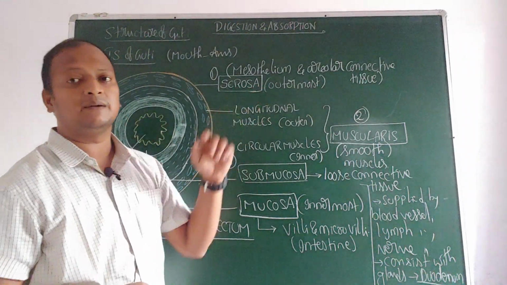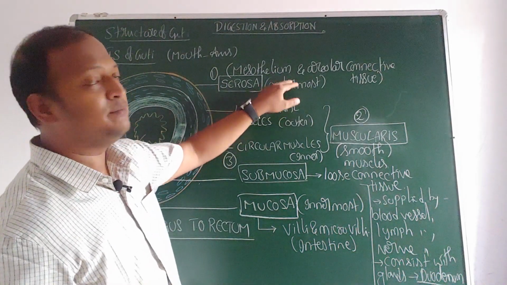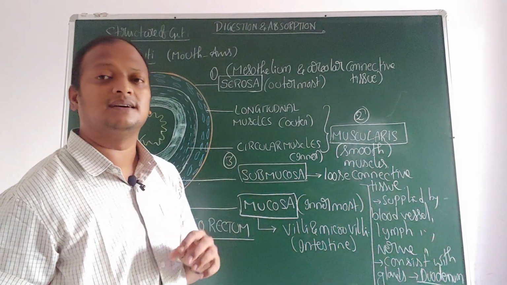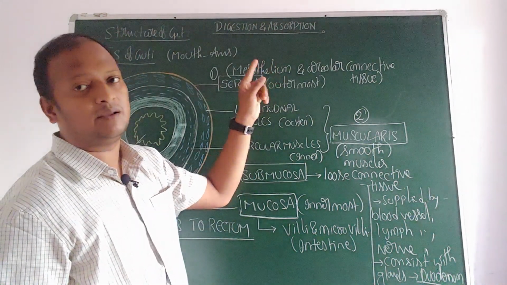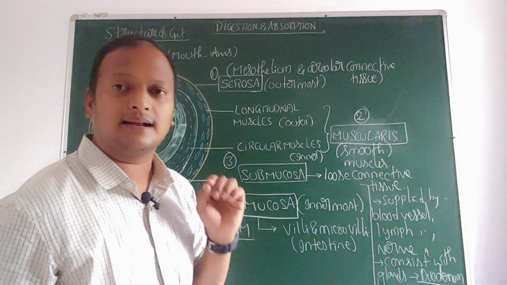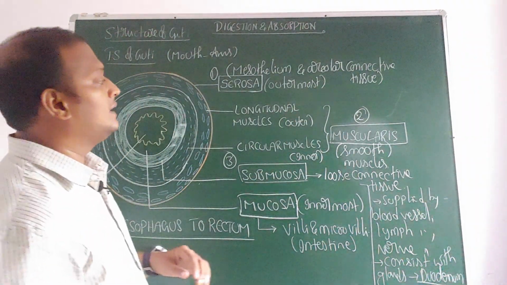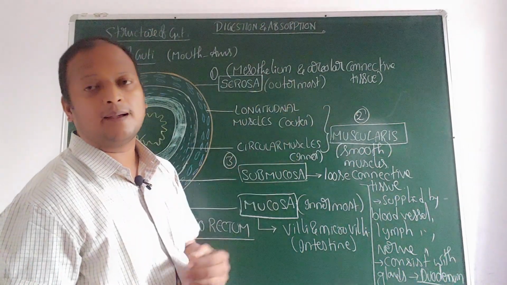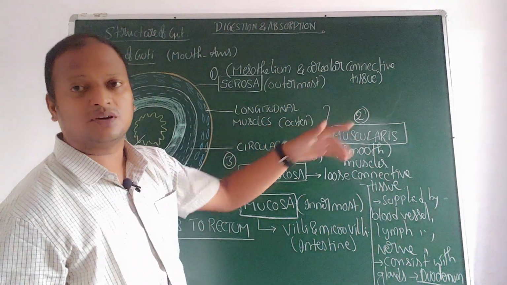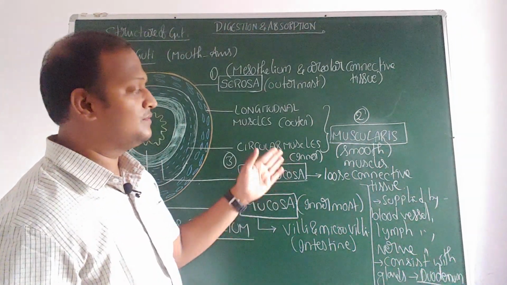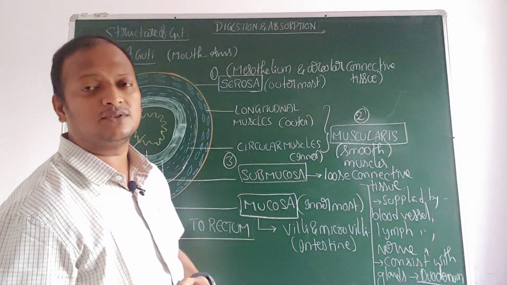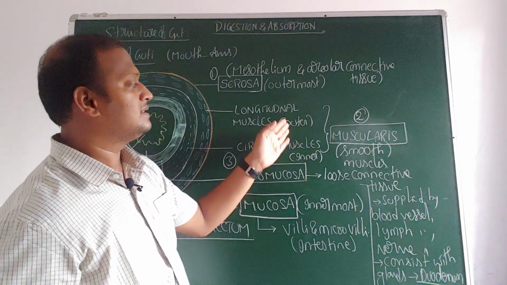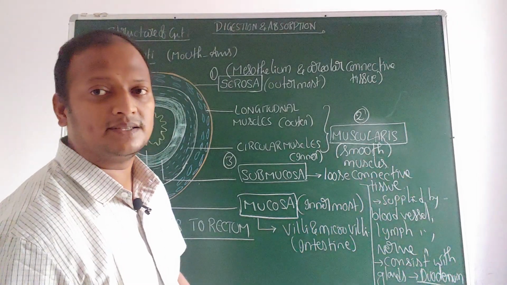The serosa is made up of mesothelium and areolar connective tissue. The outermost layer of the gut is made up of mesothelium, a type of epithelium, and areolar connective tissue. Next, the longitudinal and circular muscles make up the muscularis. Which muscles, students? Smooth muscles. Both longitudinal muscles and circular muscles are made up of smooth muscles.